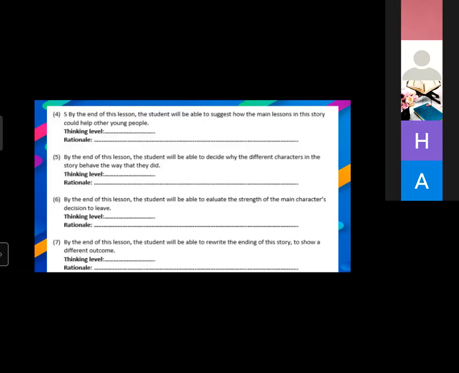That's right. What about: by the end of this lesson, the student will be able to decide why the different characters in the story behave the way that they did. So which thinking level to decide? I think it's evaluate. Analyzing. Maybe analyzing. Evaluating could also be a kind of critical thinking.